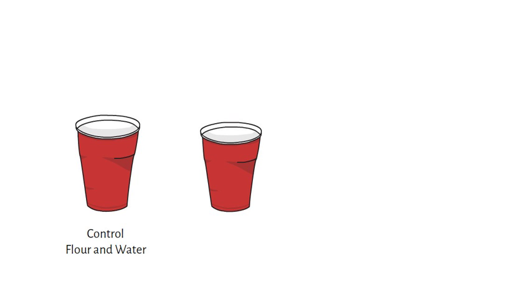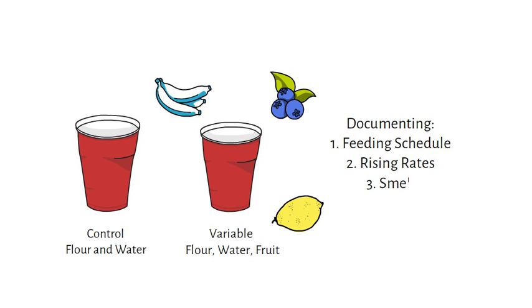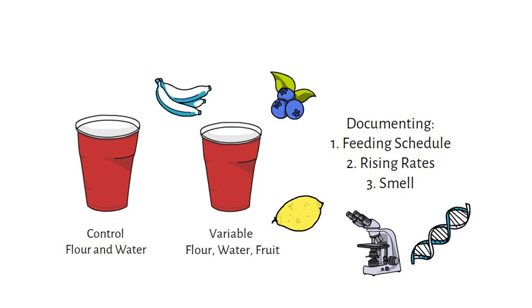During the first half of the semester at home, the class cared for starters containing flour and water, in addition to some starters containing flour, water, and a variety of fruit. The starters were fed using a feeding schedule, observing rising rates, and even documenting smell in a lab notebook. Afterwards, starter samples were collected from students, in which the DNA was extracted for DNA sequencing. The results were then shared with the class, using the class data as a whole to answer research questions.